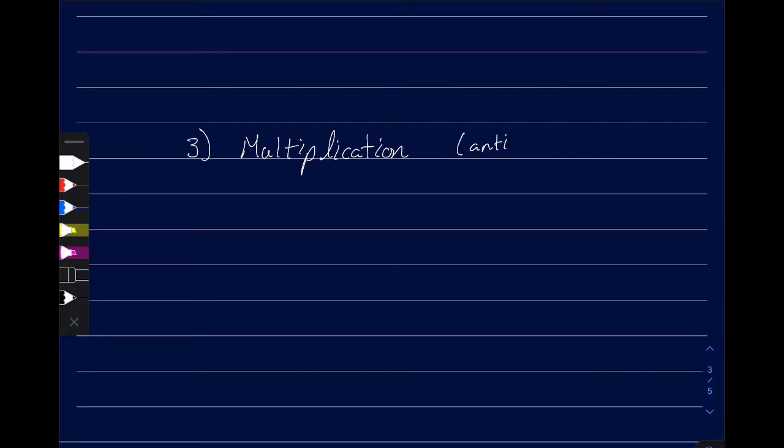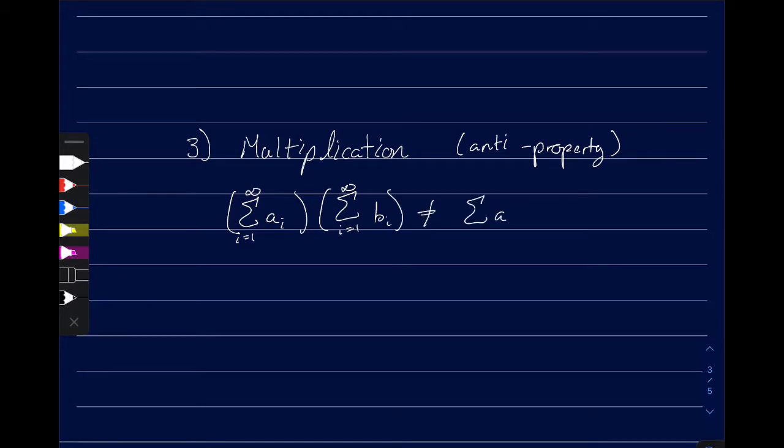And the final property isn't really a property. This is like an anti-property. And what it says is that if I take the sum of a sub i, say from 1 to infinity, and I multiply that by the sum of b sub i from 1 to infinity, that is not equal to the sum of a sub i times b sub i.